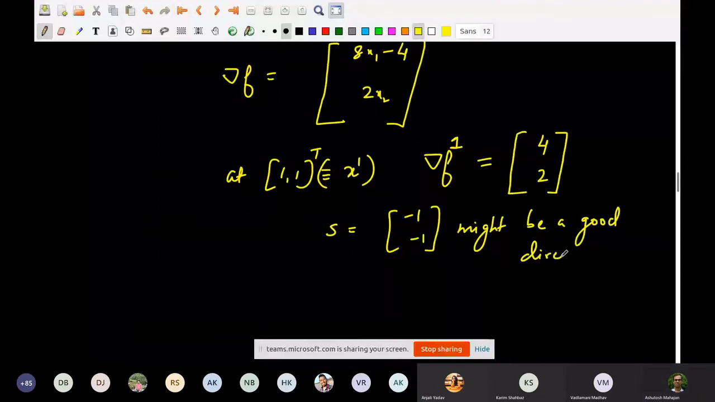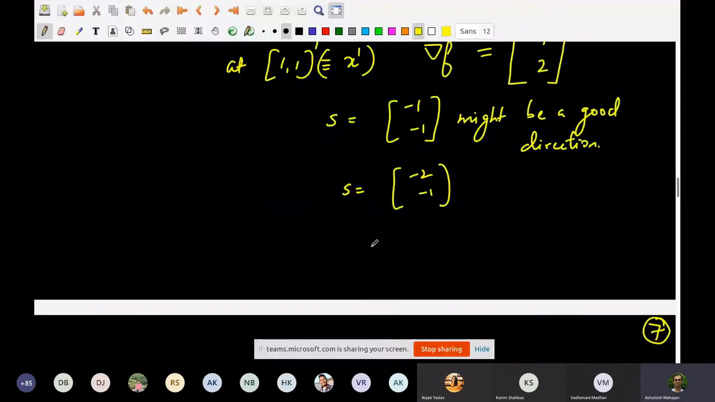Because the gradient is pointing towards plus, it is telling me that the function is going to increase. The sign tells me that it is going to increase, and this number tells me how much is the increase. So it might be a good direction, but other directions which have negative values here might also be okay. For example, -2, -1 might also be okay, and -7, 0 might also be okay.